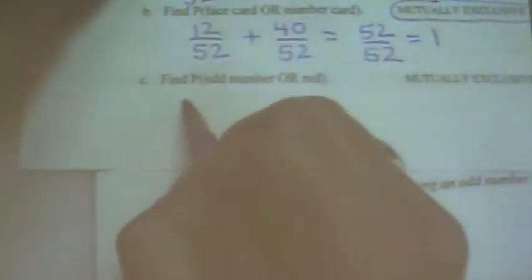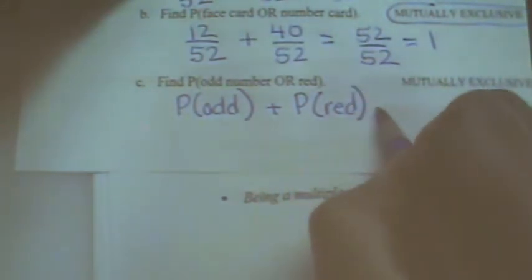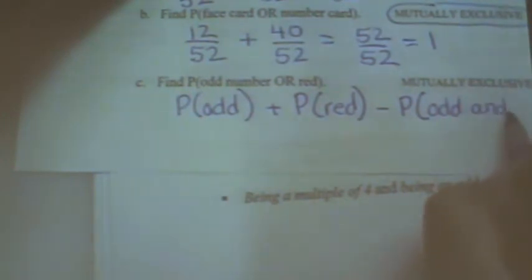Last one, can you get an odd number and a red number? Yeah, so that's inclusive. So we're going to do the probability of an odd plus the probability of red minus the probability of all of the odd and reds. So let's look at this. How many are odd? Are we calling ace odd? Yep. Okay, 1, 2, 3, 4, 5. 5 times 4 is?